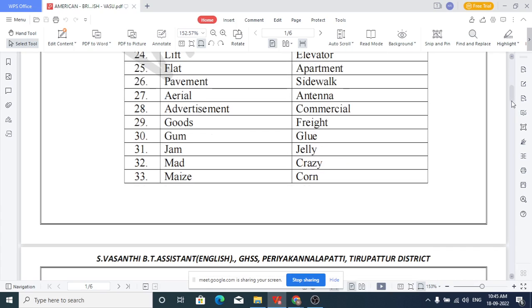Can you read this, Pranav? Lift, elevator, flat, apartment, pavement, sidewalk. That is on the road, on the sides you have some pavement where people can walk. In America they call it sidewalk. Yes. Then aerial, in America it's called antenna.